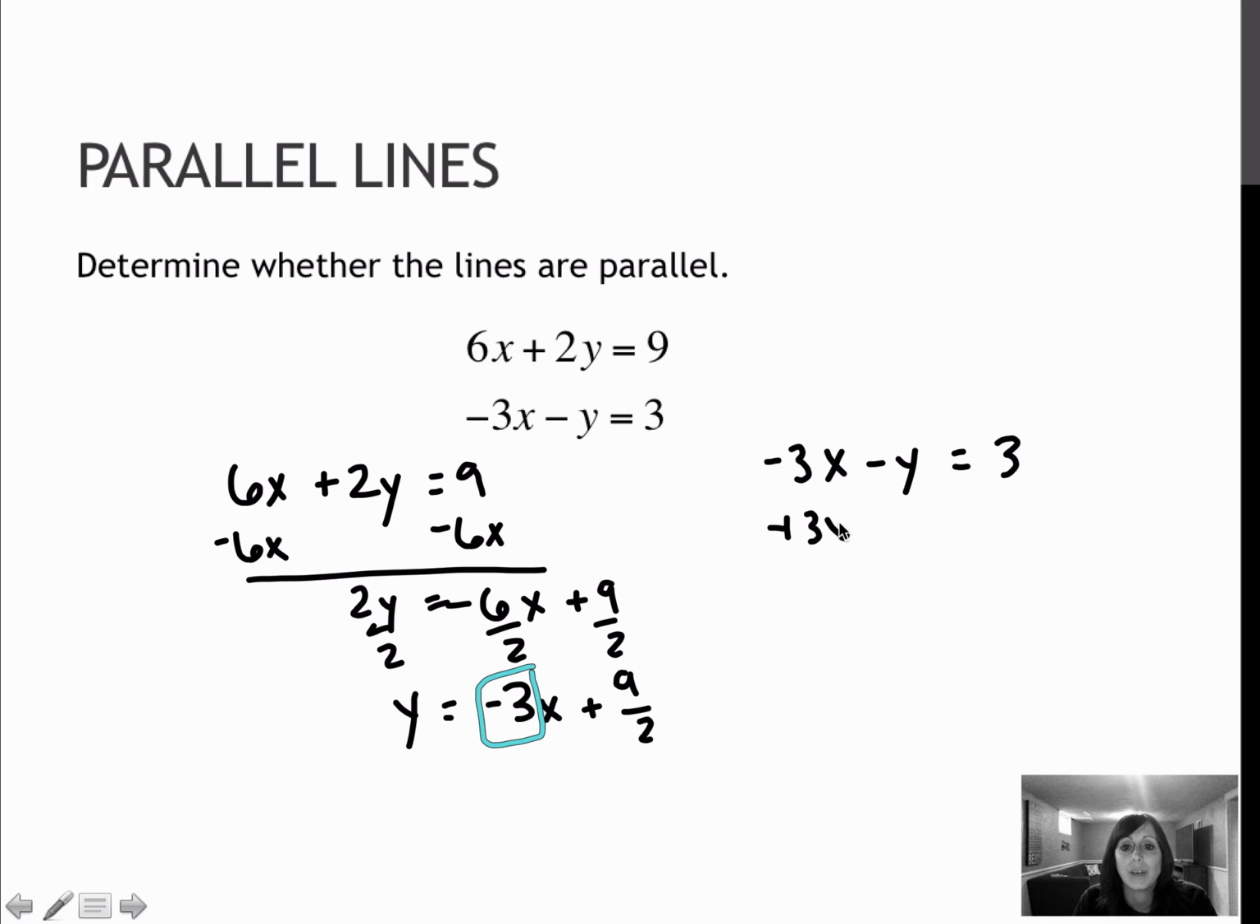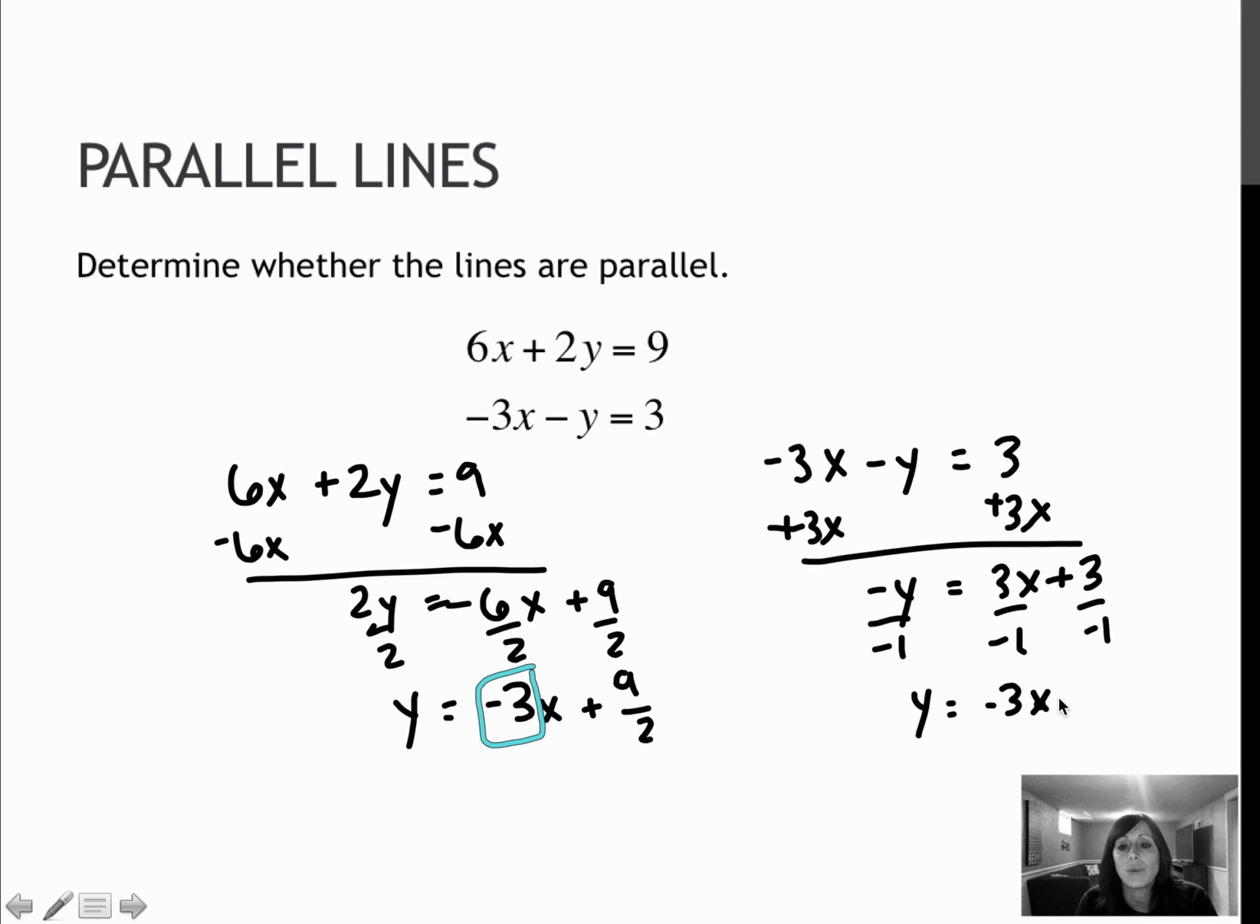So let's add 3x to each side to get y by itself. This first step gives me negative y equals 3x plus 3. Then I would have to divide everything by negative 1 to get y equals negative 3x minus 3. As you can see, I've got the same slope, but I have a different y-intercept, and so yes, these lines are parallel to each other.